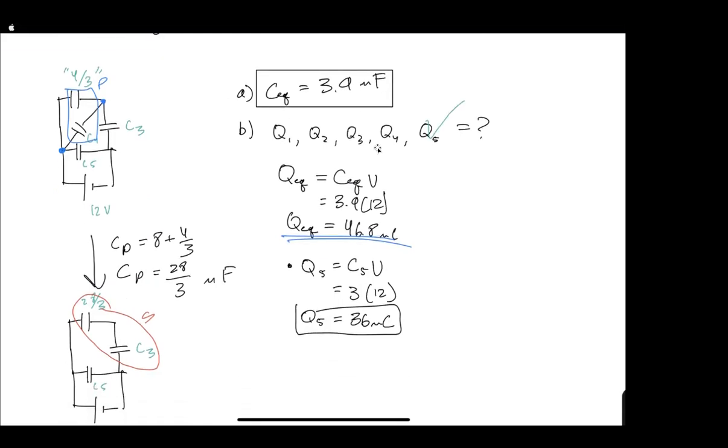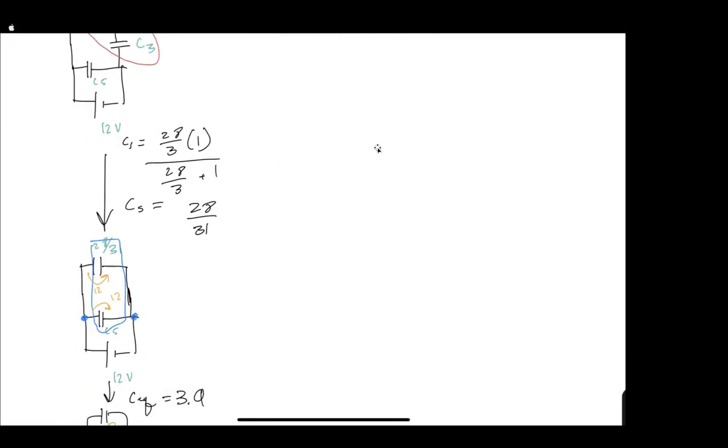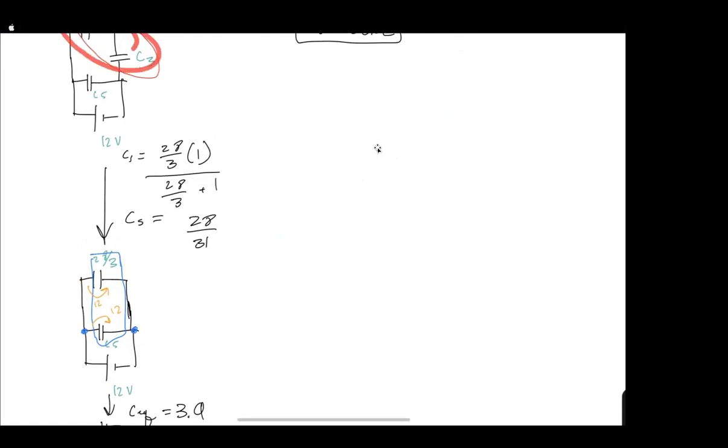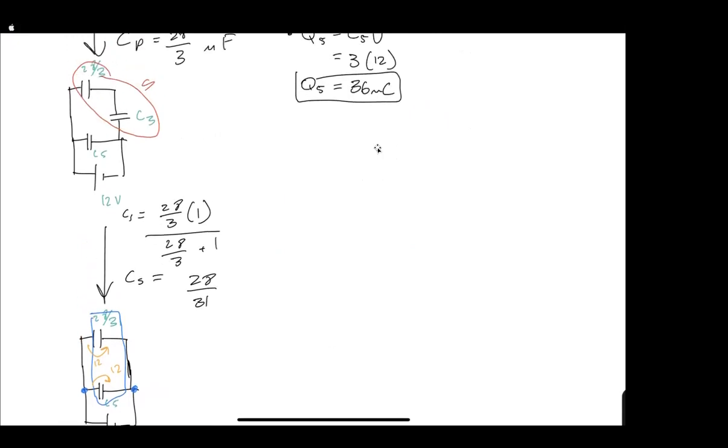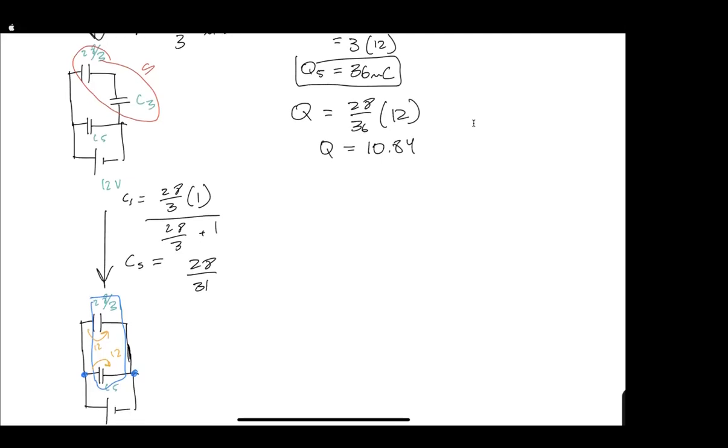So next, we can use what we know, because we now know the voltage drop at this position, and we know which capacitors, that being these two, make up this position. So now we can solve for C3. Using what we know, Q equals C times V, where C is 28/31 and V at that position is 12 for the reasons we discussed. Q is equal to 10.84. That's not for C3 though, right? That's the charge of this position.